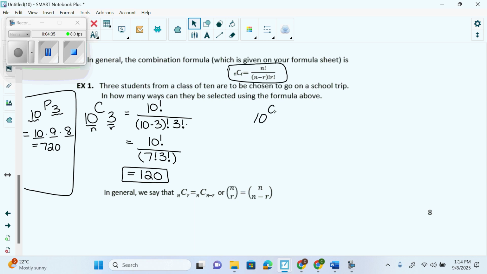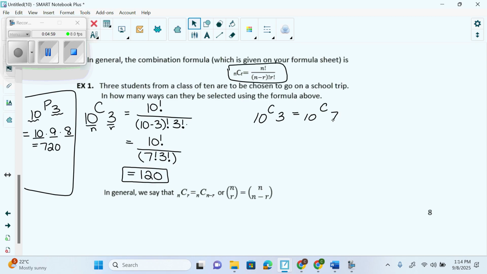10C3 equals, now if you look down here, it says nCr equals nC(n minus r). So 10C3 would equal 10C7. I'm going to show you how, and it only works with the C formula. Everyone watching, so it actually makes sense why it works?